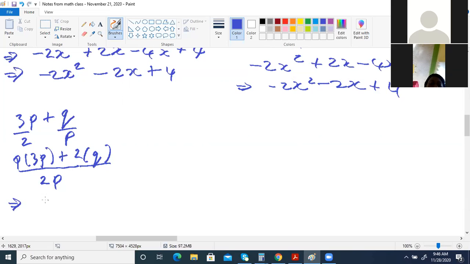So at the end of the day, you get 3p squared plus 2q over 2p. Yeah, that's it. Can't do anything else with it. All right, so let's move on.